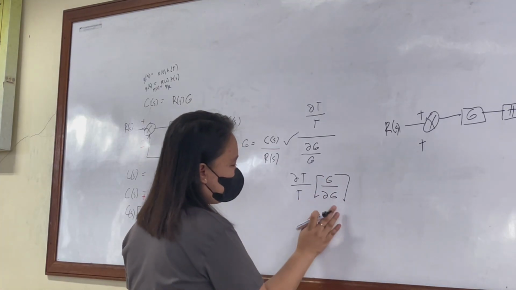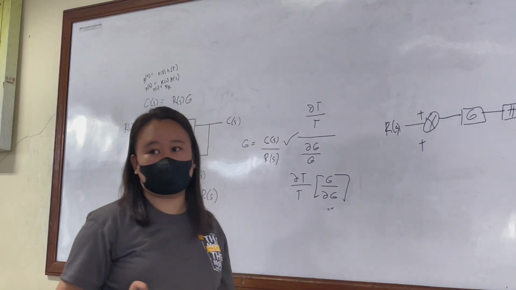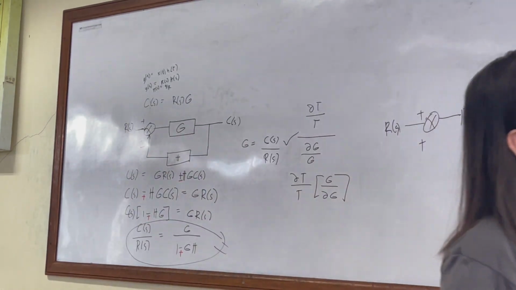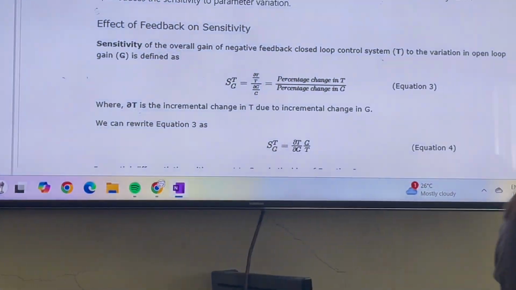So, ilan lang interchange, of course. It is in product form with commutative na siya. Okay? So, partial T all over partial G equal to G over T. Okay?